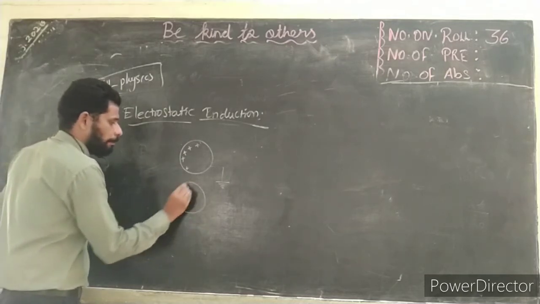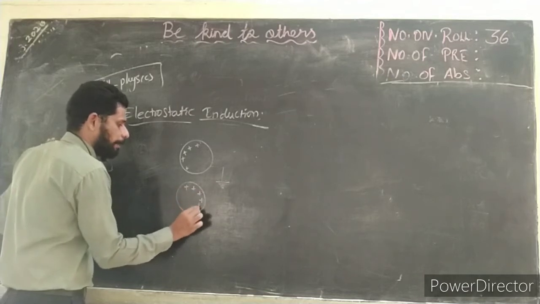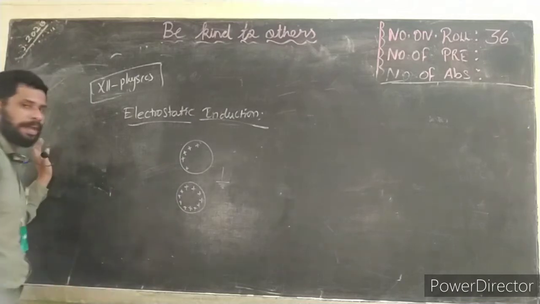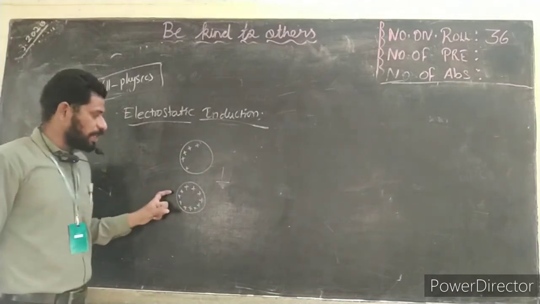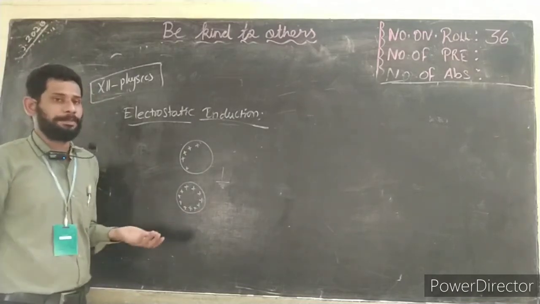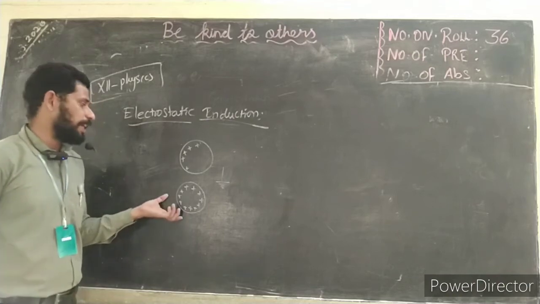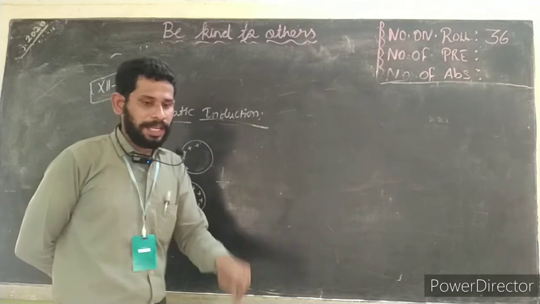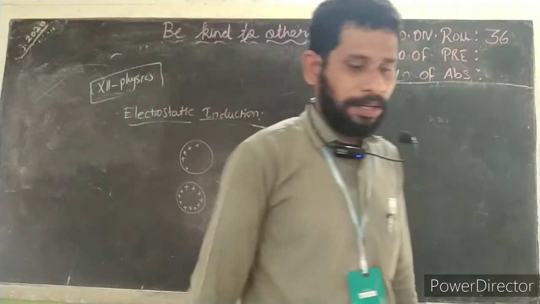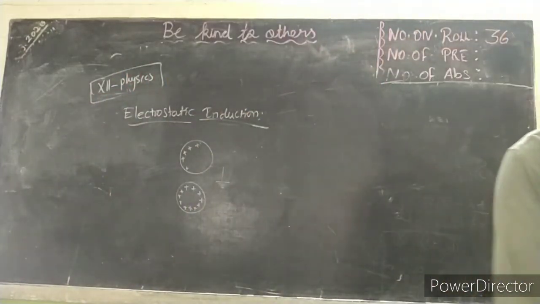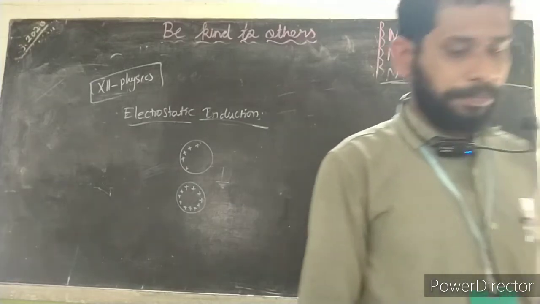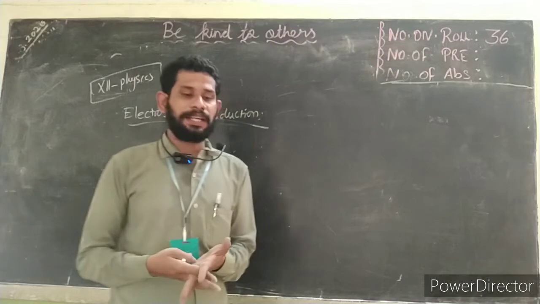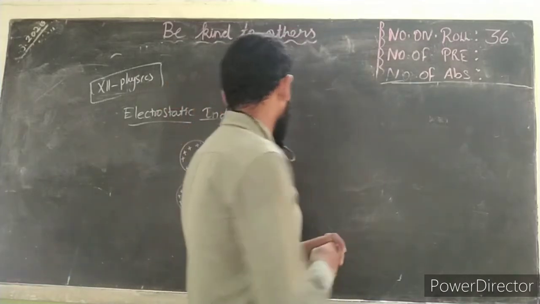The metal rod will have only positive charge, which is uniformly spread out over the metal. So producing charges without any contact is called electrostatic induction. Charging without actual contact is called electrostatic induction. Remember that.